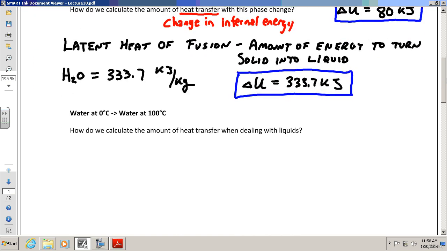All right, now it's all liquid. We've got liquid water at 0 degrees Celsius. It just all melted. And now we want to heat it up to 100 degrees Celsius. That's the next thing. Now we're not doing a phase change here. This is all liquid water. So the question is, how do we calculate the amount of heat transfer, or the change in internal energy? Really the same thing.